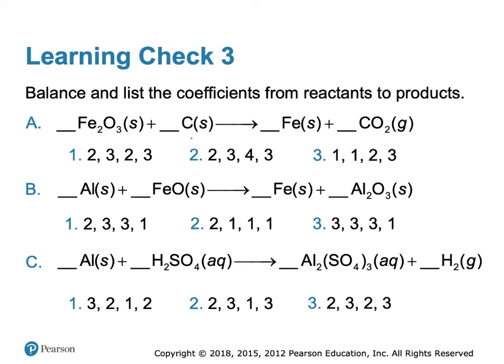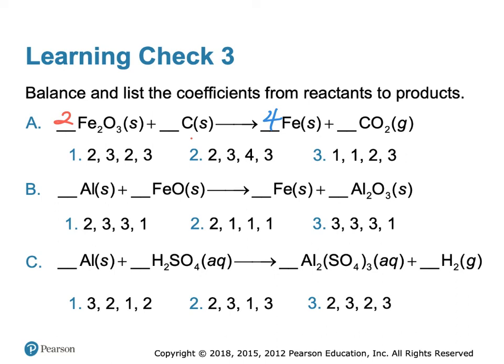So carbon, carbon. Our irons are not balanced, so I'm going to put a 2 in front of the iron on the product side. Let's look at my oxygens now. I have 3 oxygens on the left, and I only have 2 oxygens on the right. All right, so let's see. If I put a 2 in front of that iron oxide, I'm going to have to change my coefficient in front of the iron and make it a 4.